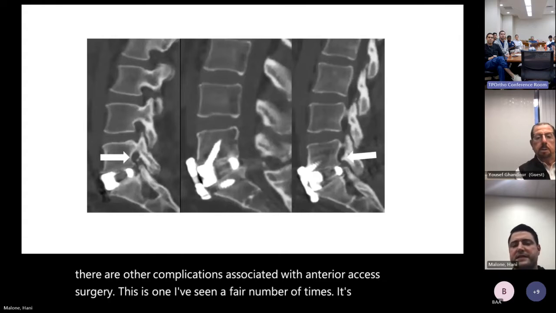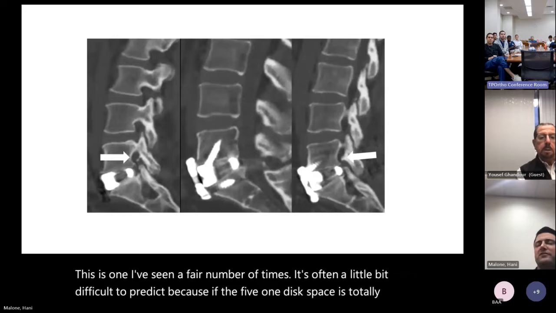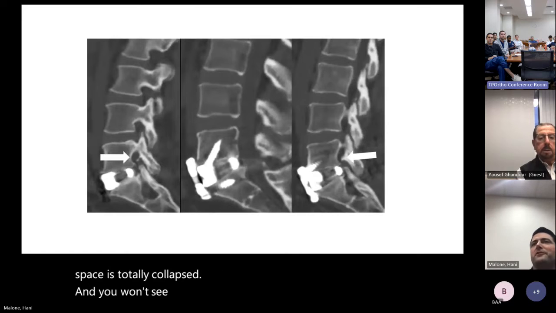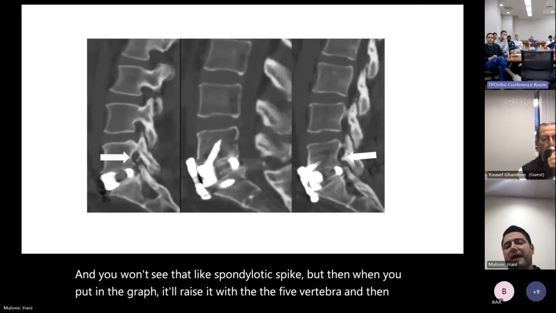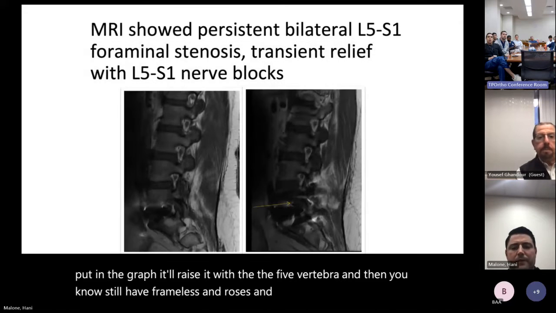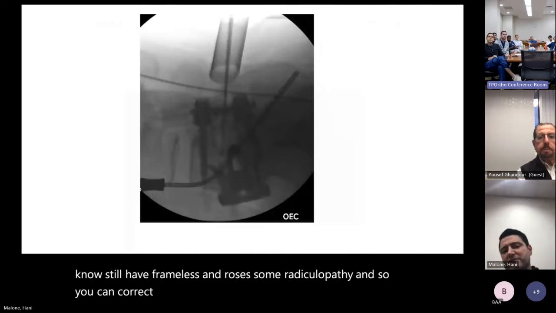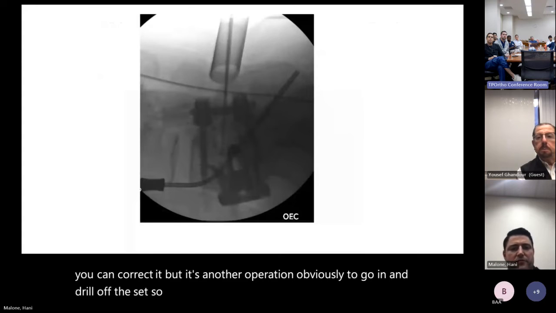It's often a little bit difficult to predict because if the L5-S1 disc space is totally collapsed, you won't see that spondylotic spike. But then when you put in the graft, it'll raise the L5 vertebra, and then still have foraminal stenosis and radiculopathy, and so you can correct it, but it's another operation, obviously, to go in and drill off the spike. So no approach is perfect.